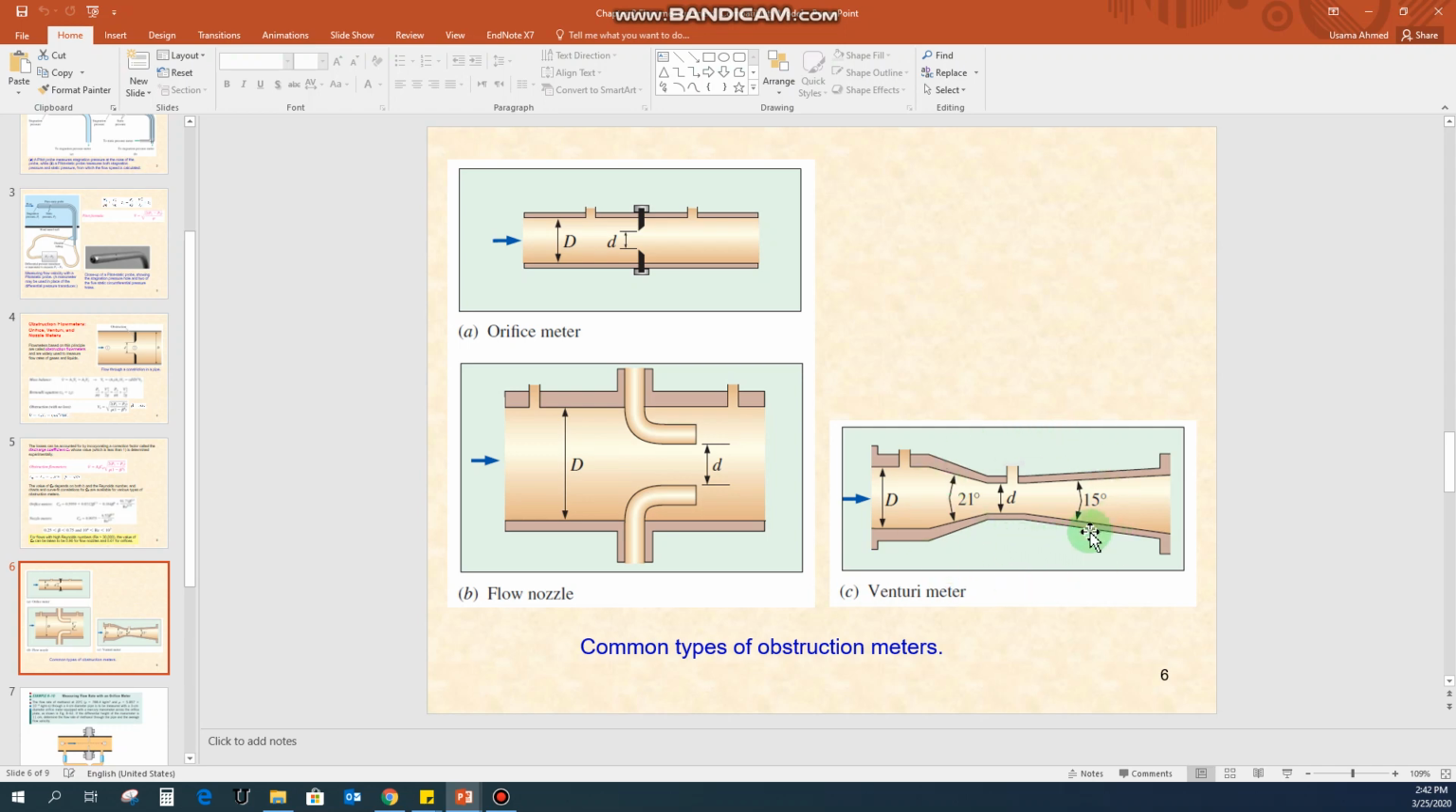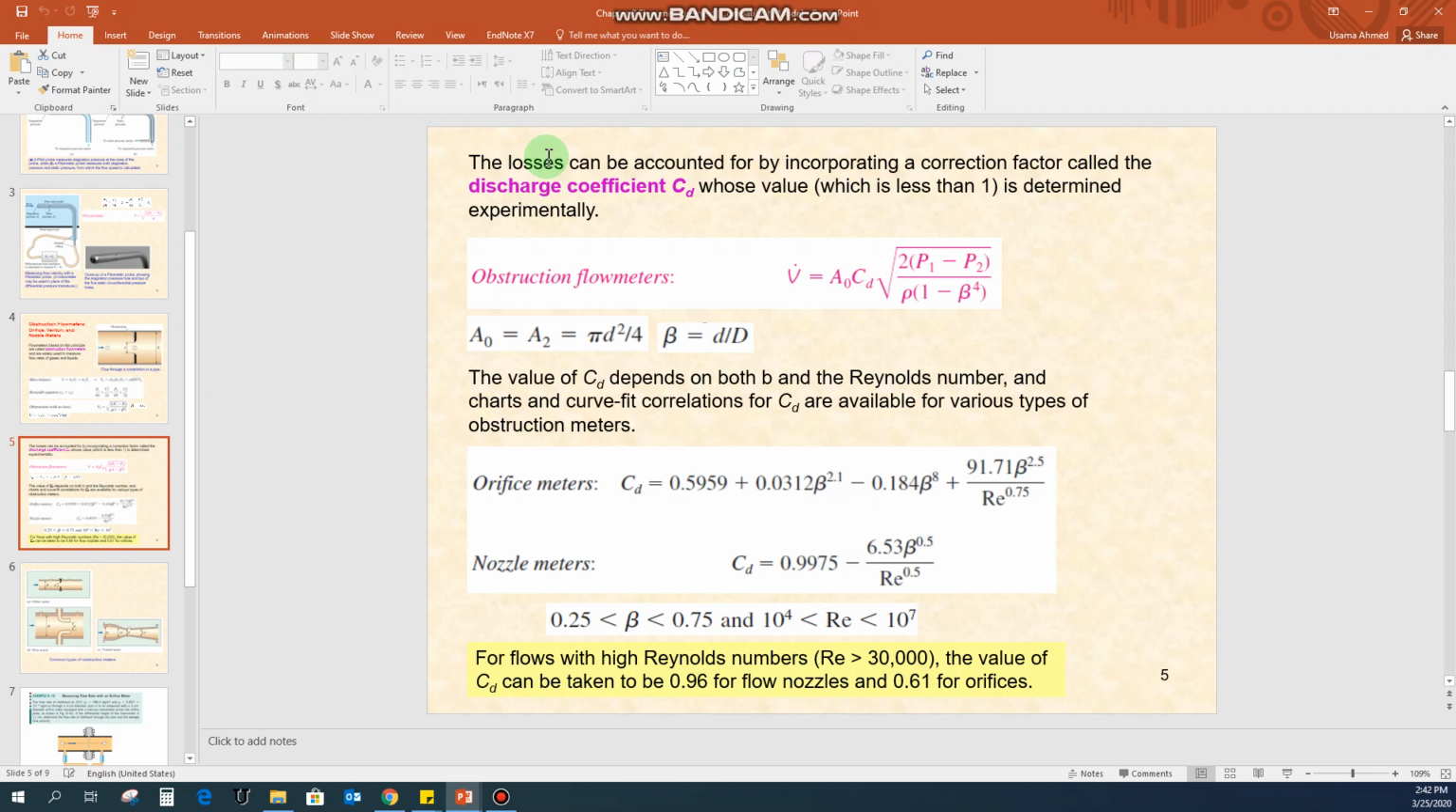But if the value for the discharge coefficient is low, maybe for this orifice meter, which is 0.61, you can have a very high value for the pressure drop. Okay, so we will see these values. So let's see what we are studying.